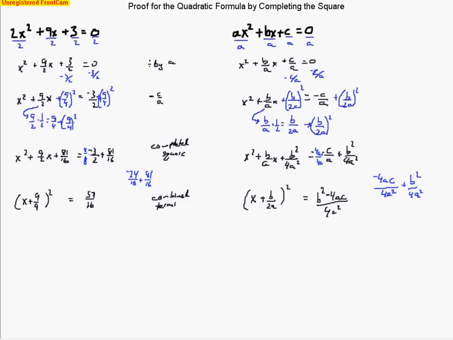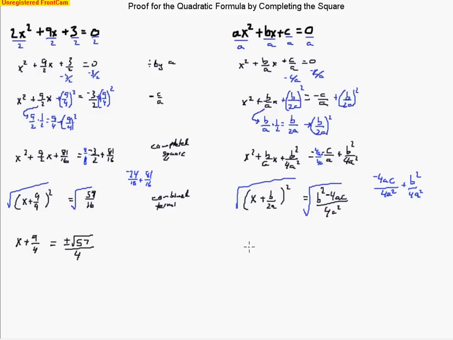So the next thing I need to do is take the square root of both sides. So I'm going to do that on this side as well. And so when I do that, I'm left with x plus 9/4 equals plus or minus the square root of 57 all over 4. So I wasn't able to take the square root of 57, so I just left it as a number underneath the radical sign, but it's over 4 because the square root of 16 is 4.